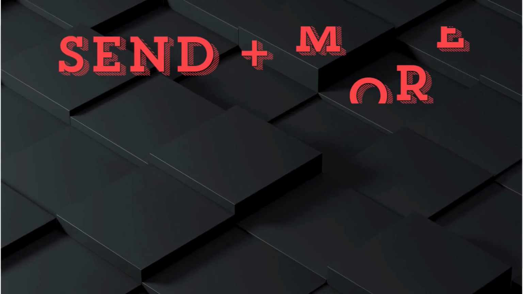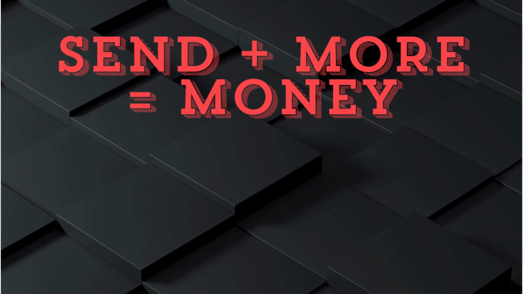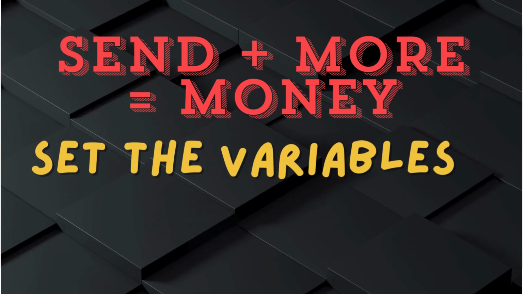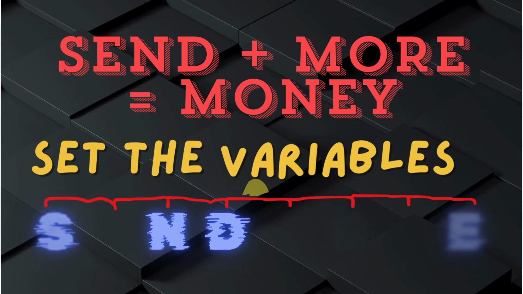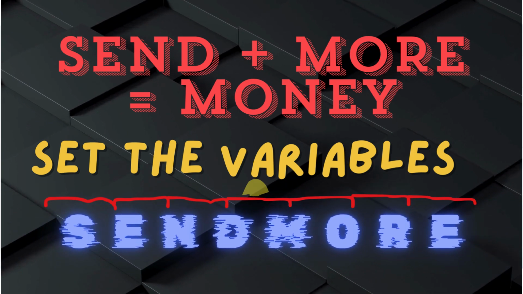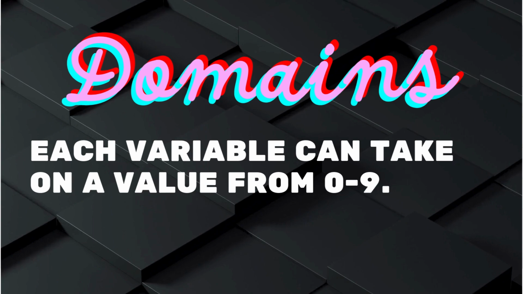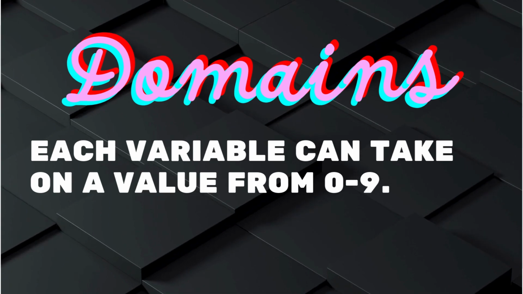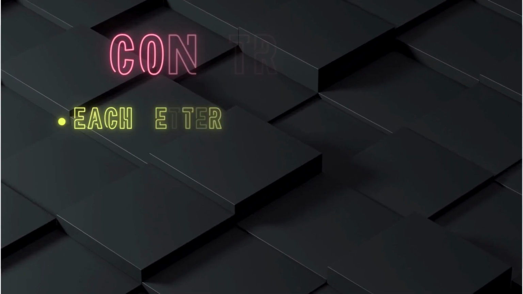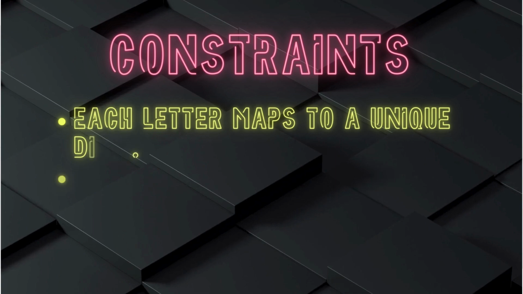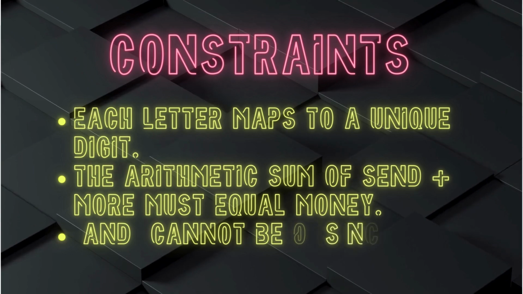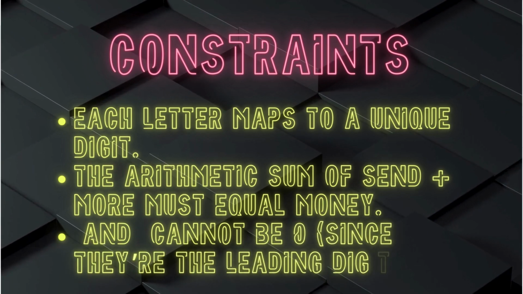AI starts by representing the problem in a structured way. For the equation that we showed above, that is SEND plus MORE equals MONEY, it creates variables. The letters S, E, N, D, M, O, R, Y become variables. Then it creates domains for each variable, keeping in mind that each variable can take a value from 0 to 9. And then there are constraints in this problem. So the AI sets up constraints. It reminds itself of the constraints, rather, that each letter maps to a unique digit, the arithmetic sum of SEND plus MORE must equal MONEY, and 0 cannot be used for the leading digits.